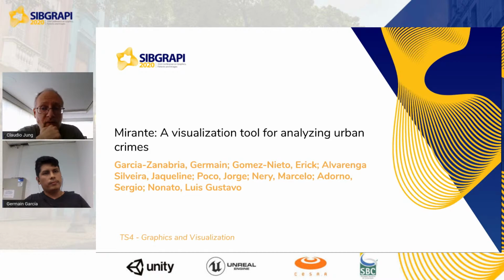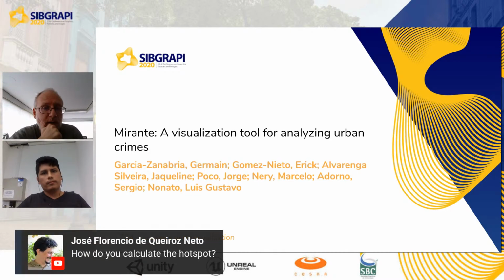A question from José Florencio here. How do you calculate the hotspot? In this version of Mirante, we are not worried about the hotspots. In our case, in the system, the hotspot could be considered as the red point. And in future versions of another system that we are working with, we are considering different mathematical and computational mechanisms to calculate the hotspot in a street level of detail.